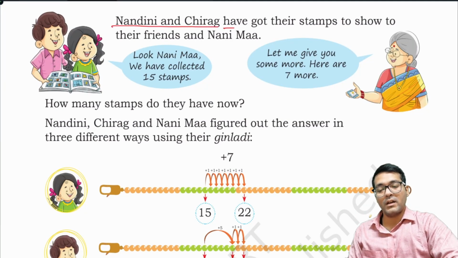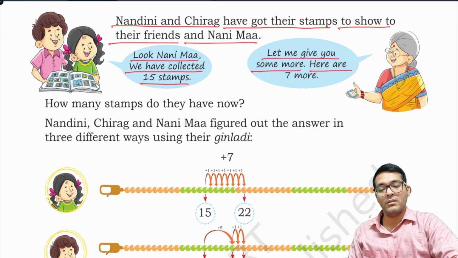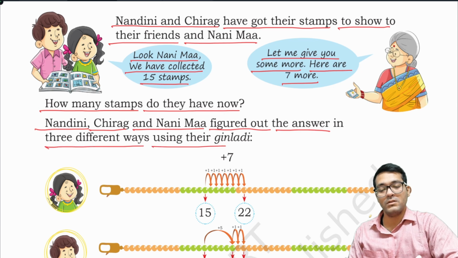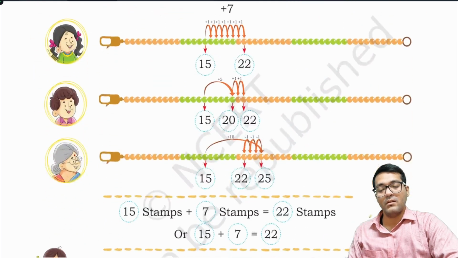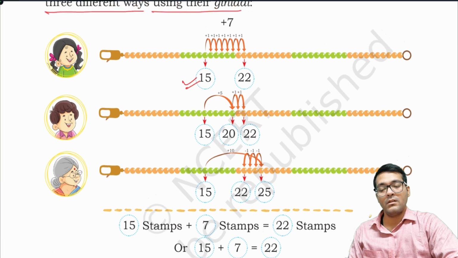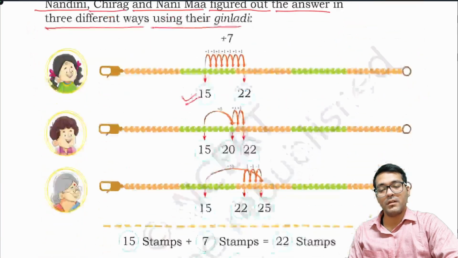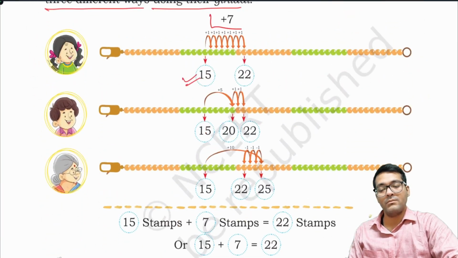Nandini and Chirag have got their stamps to show to their friends and Nani Maa. Look Nani Maa, we have collected 15 stamps. Let me give you some more. There are 7 more. How many stamps do they have now? Nandini, Chirag and Nani Maa figured out the answer in 3 different ways using their Ginladi. They already have 15 stamps and Nani Maa gave 7.